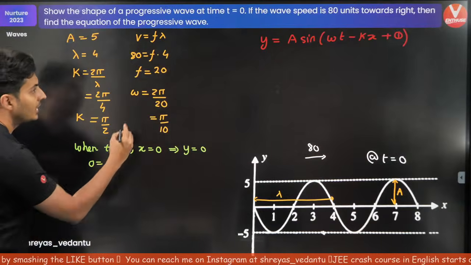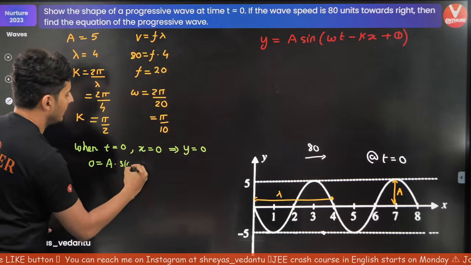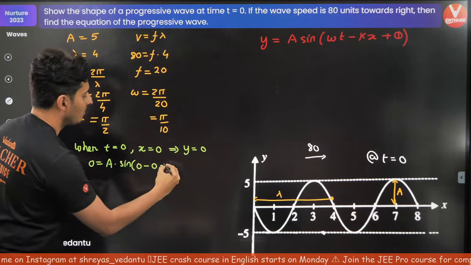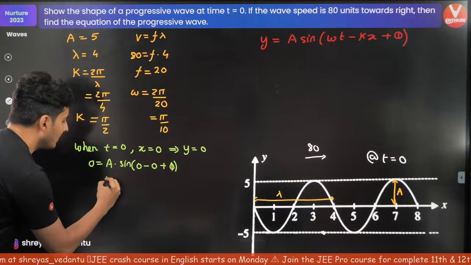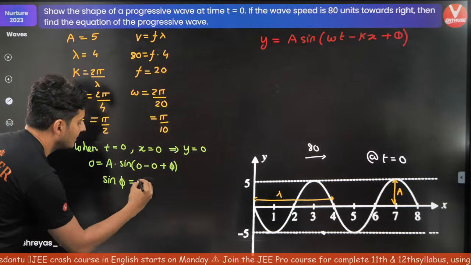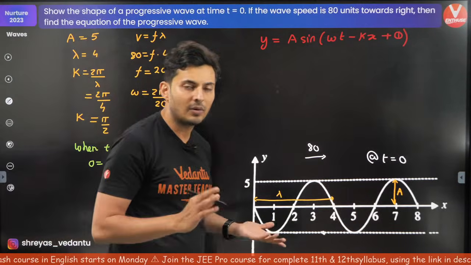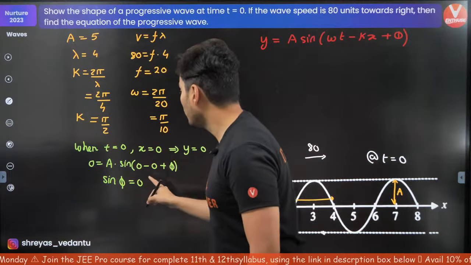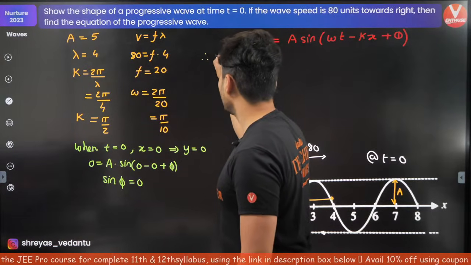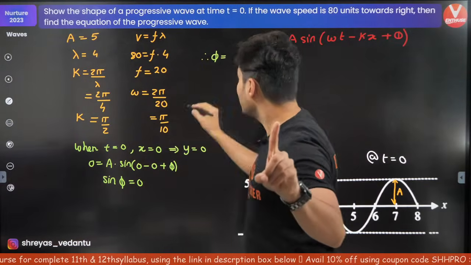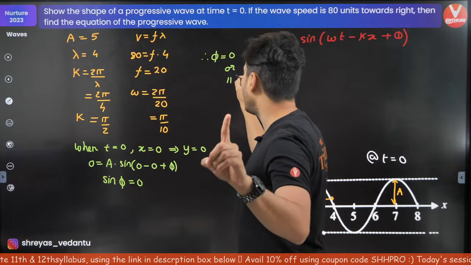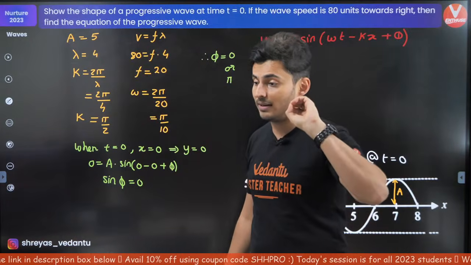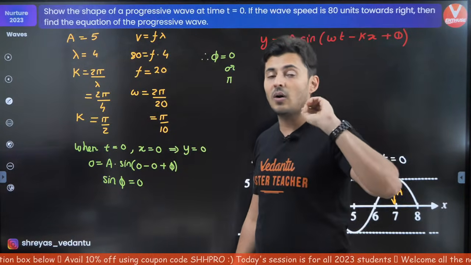Y is 0, a doesn't matter, sine, I have omega t is 0, minus kx, x is 0, plus phi. So from this, am I not getting sine phi is 0? Now when is sine of phi 0? Think about it. Sine of phi, if it is 0, that means phi is either 0 or it is pi. Usually phase constants are between 0 and 2 pi radians. So I have two options out there, either it is 0 or is it pi.